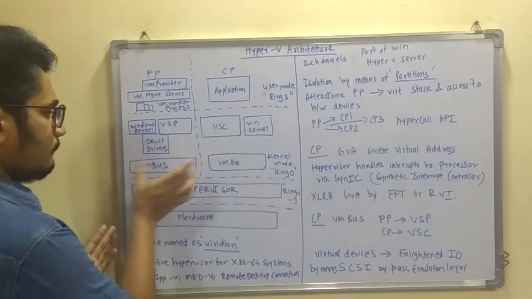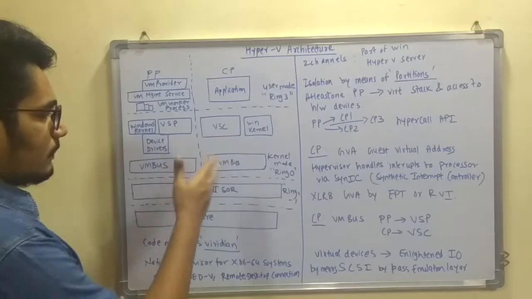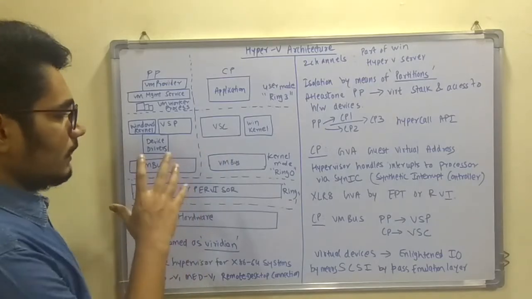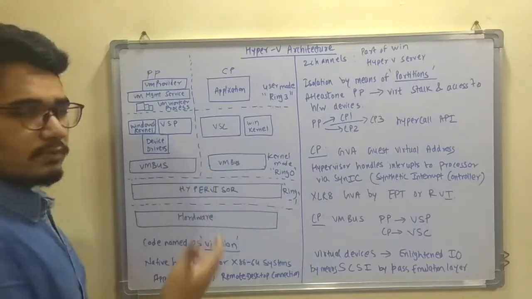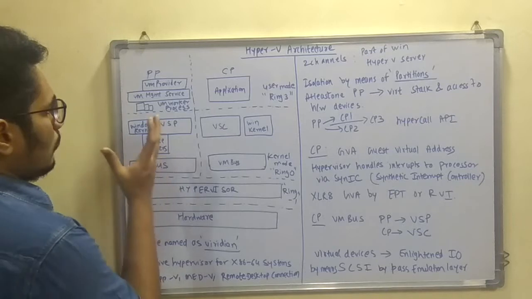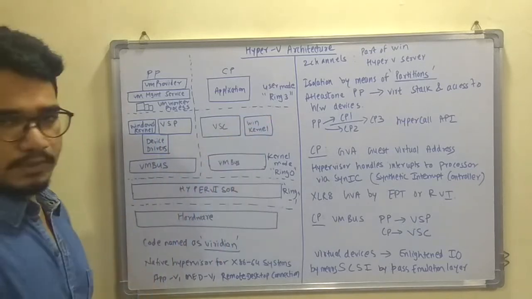Here we have the VM bus. You cannot have physical buses for communicating between the channels, so for this you have the virtual machine bus, by means of which the partitions communicate with each other. On the left hand side you have the Windows kernel, and likewise you have the Windows kernel here.